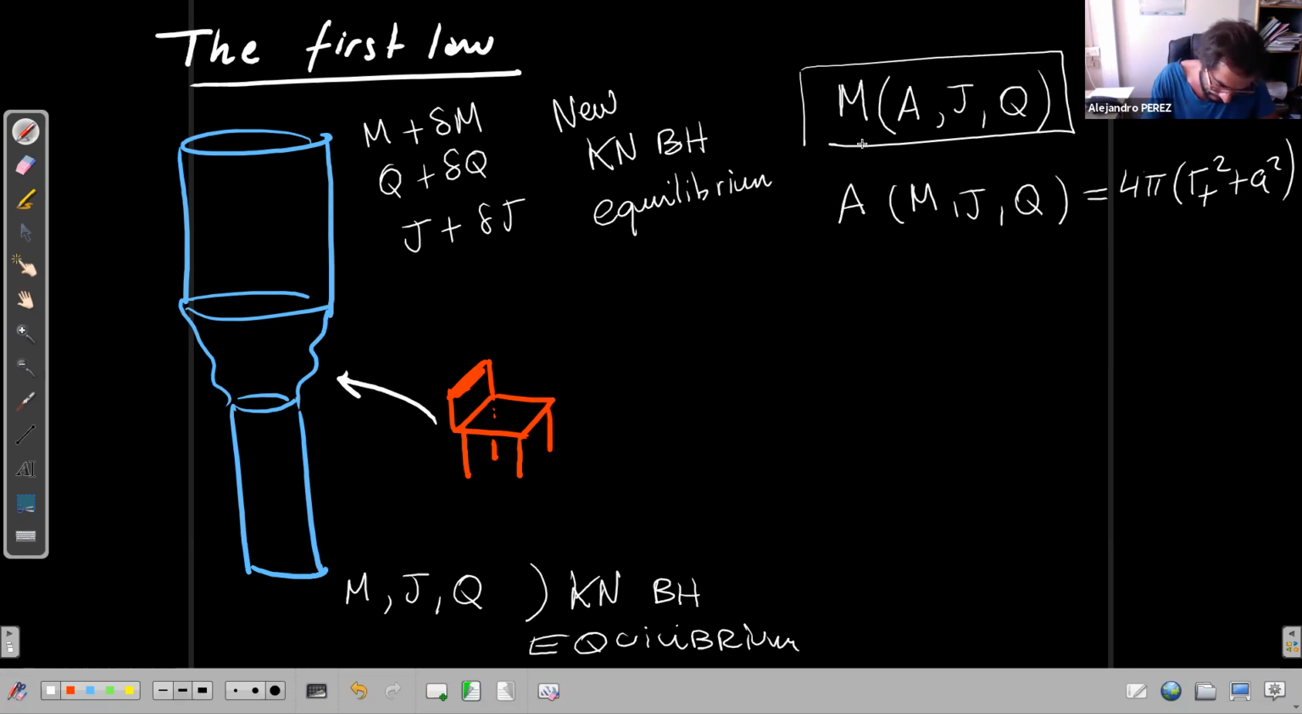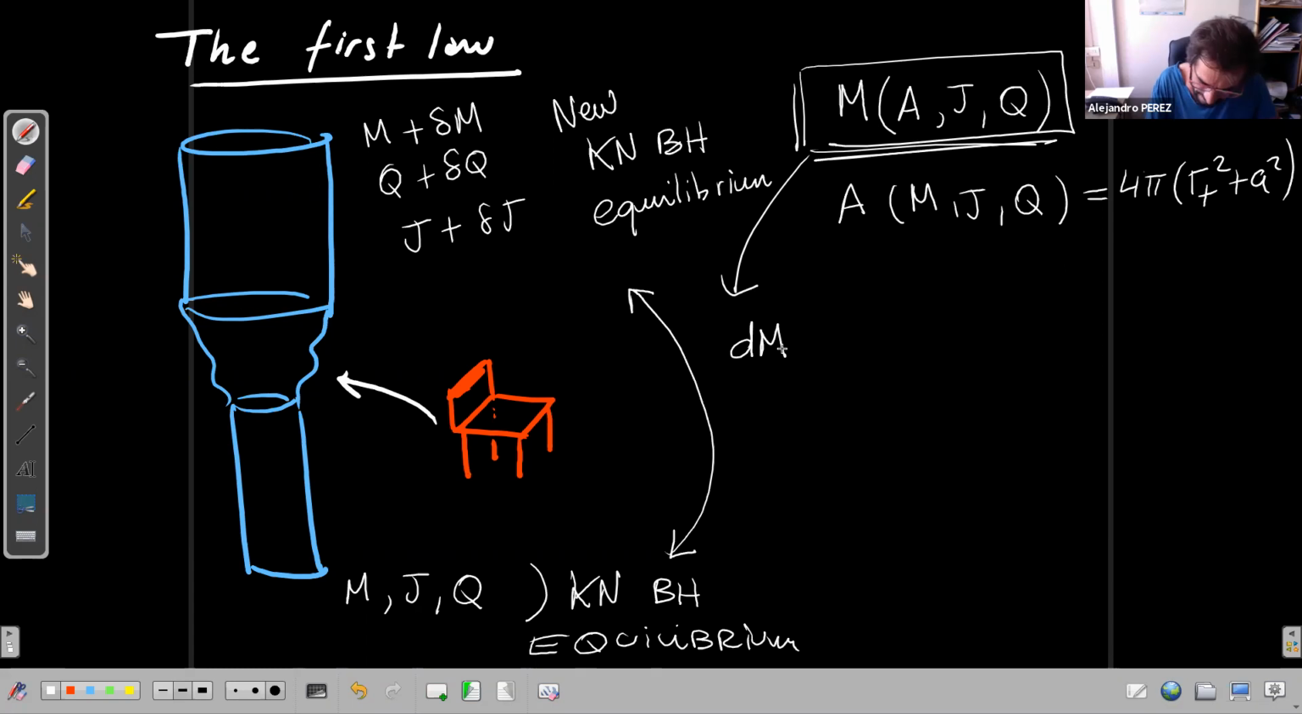Now, because of the Noether theorem, this first law relates one initial Kerr-Newman solution with another one which is infinitesimally close to the initial one. We can find a relationship between these parameters by simply differentiating this. Just differentiate this function, given this function, and see what you find. So this is just a simple exercise. Just take the differential of that.